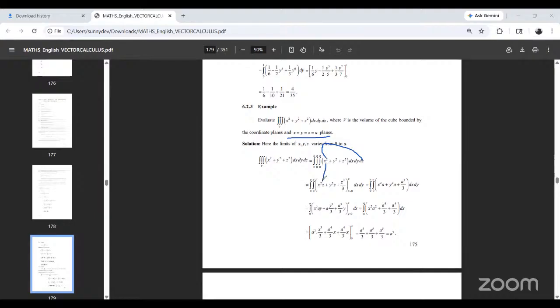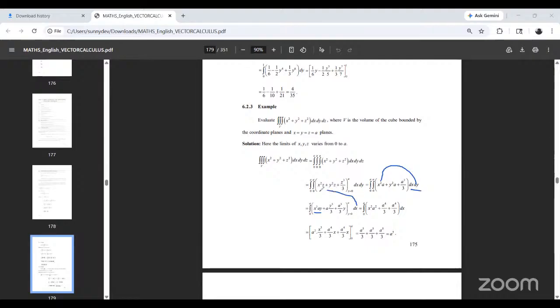When you are integrating with z, we are getting x square z. Next, this becomes y square z. And z square becomes z cube by 3. Now apply the limits 0 to a. That becomes x square a plus y square a plus a cube by 3, dx dy. Next, we have to do the integration with y. That becomes x square a y plus a y cube by 3 plus a cube by 3 into y, and the limits are 0 to a, into dx.